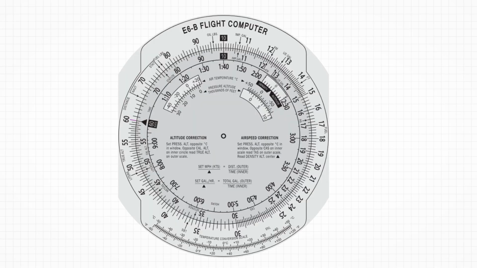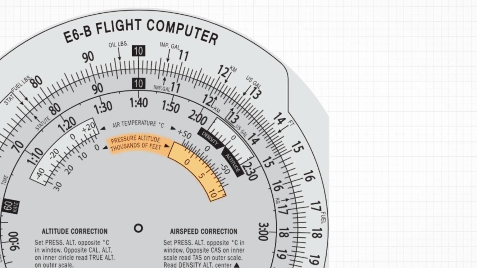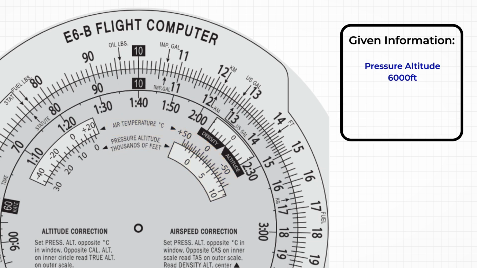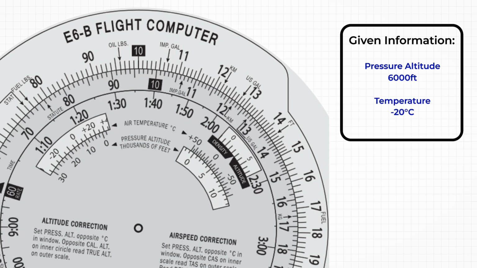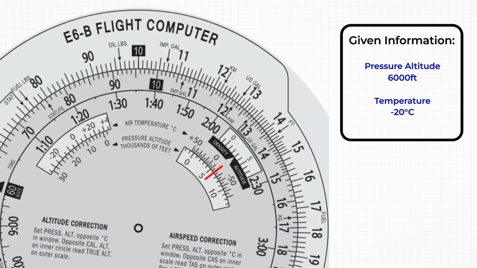To find the density altitude using an E6B flight computer, use the right side of the flight computer and line up the pressure altitude with the temperature. Let's say our pressure altitude is 6,000 feet and the temperature is minus 20 degrees Celsius. The density altitude will be displayed here. If a computer is not available, the approximate density altitude can be found using this formula.